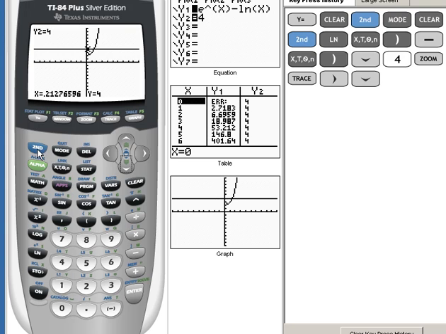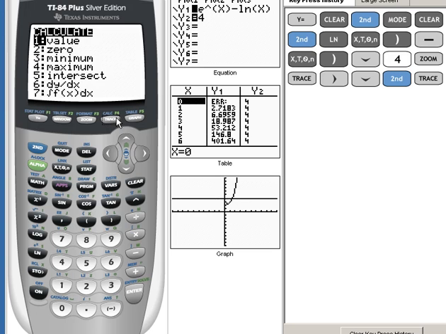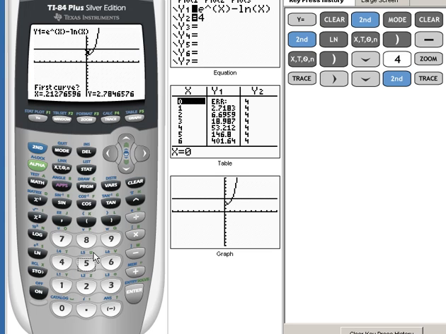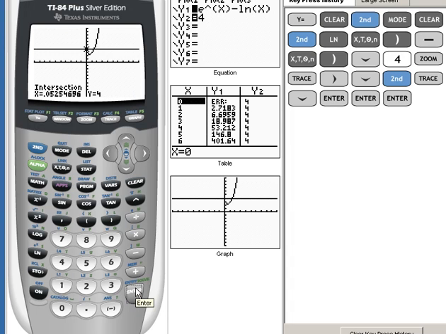Okay, so I'm going to intersect now, which, remember, it's been a while since we've done this, is second trace, number 5 for intersect. Here, I'm going to hit the down arrow so that I can move it to the y equals 4, somewhere close around where that intersection point is. I'm going to hit enter, enter, enter, and see what we get. We have an intersection point at 0.05, comma 4. We're interested in the x value, so our first x is 0.05 rounded to 2 decimal places.